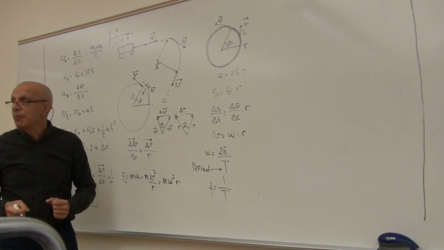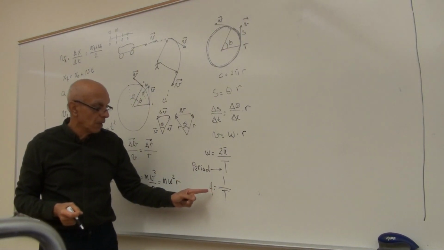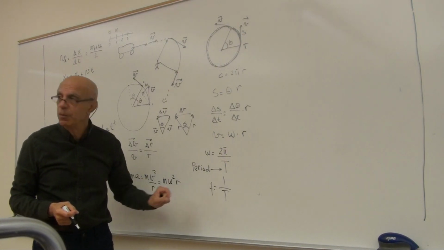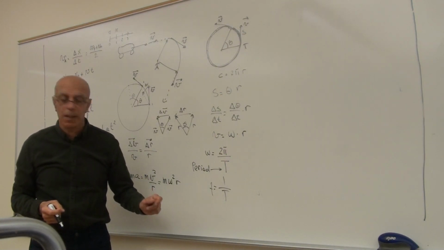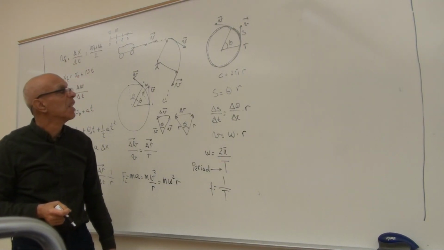What character did you put in? What did you write? This here? Yeah, this is the frequency, F. The frequency is 1 over T.